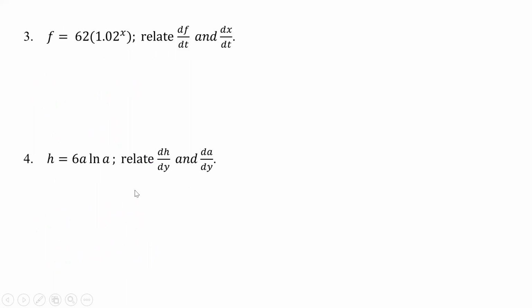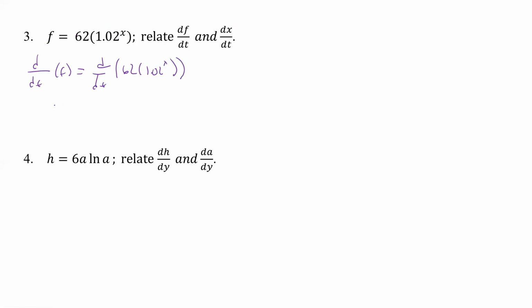Okay, what about here? Again, we're going to look for df dt. So we're taking the derivative of that side with respect to t. And then this one, we want dx dt, so we're going to take the derivative of that with respect to x and t. So d dt of f equals d dt of 62 times 1.02 to the x.